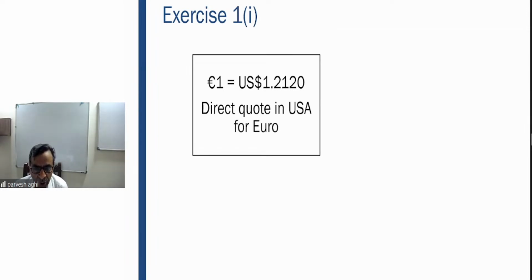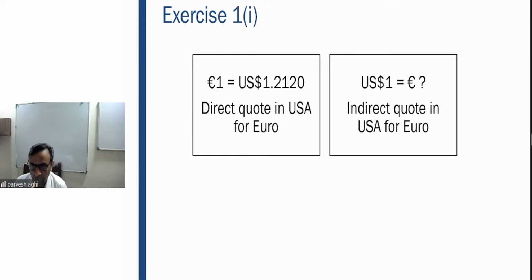Now, for example, €1 is equal to so many dollars. So this is a direct quote in America. And how do you identify a direct quote? By looking at the right-hand side. On the right-hand side, we find dollar. So this is a direct quote in the US for buying €1. Now we want to convert this into an indirect quote, so we want to find out what is the price of $1 in terms of euros. Please find out and let me know the answers on your chat line if you are able to do it. You have to simply take the reciprocal of it. I'll wait for your response for a few seconds.